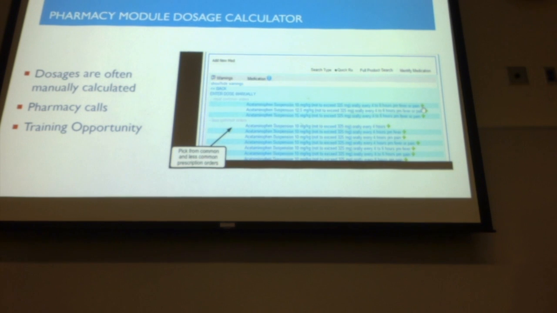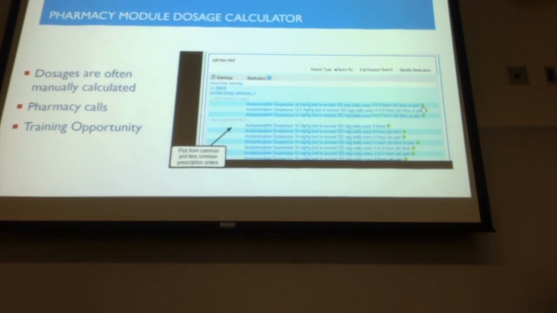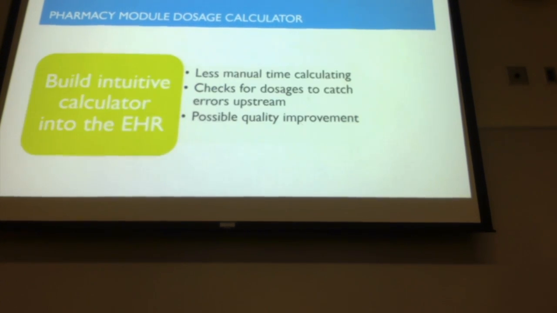And if they happen to not get this number correct, this leads to calls from the pharmacy in order to make sure that the dosages were correct. We think that this is either somewhere we can build something into PCC in order to eliminate this problem, or if it is already an option within PCC, it is a good training opportunity for providers and MAs to use.